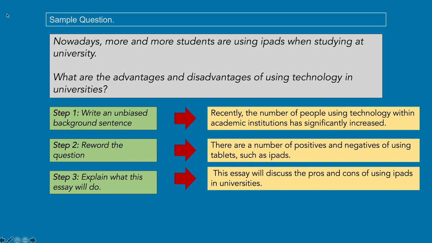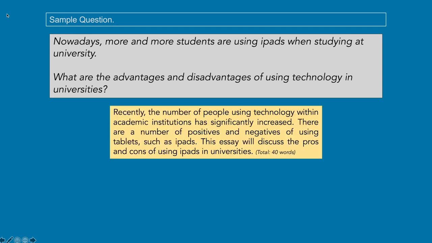Now, our final introduction will look like this. Recently, the number of people using technology within academic institutions has significantly increased. There are a number of positives and negatives of using tablets such as iPads. This essay will discuss the pros and cons of using iPads in universities. That is a perfect introduction paragraph.